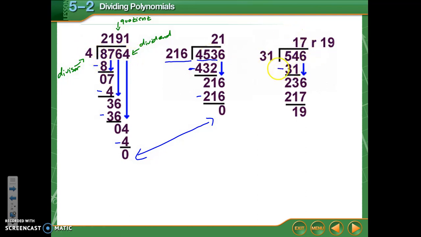Notice in the last example, as I do all of my division, I end up with the number 19, and I have no other numbers to bring down. So we say that the remainder is 19, or we could write this as 19 over 31. So the quotient would be 17 and 19/31.